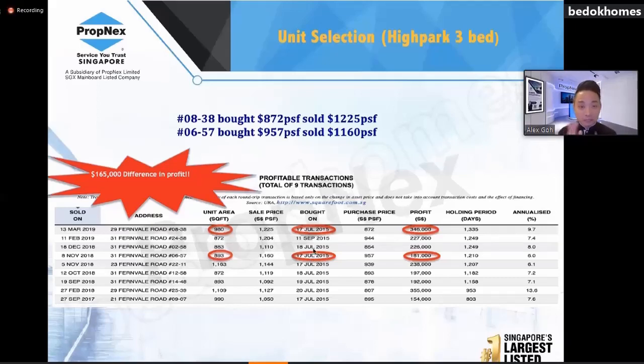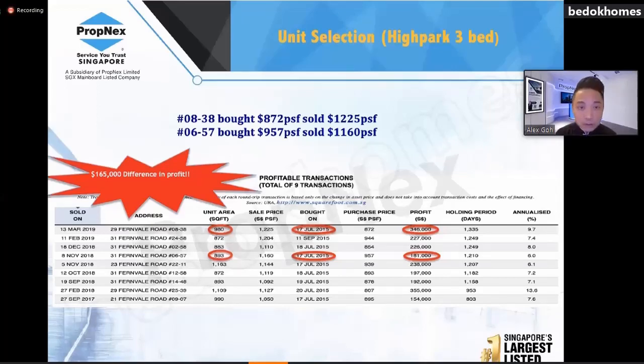So in fact, after I see all these things, I start to realize that you really need to know how to select a unit, even if you go into the right development, and that's why I have 3 steps. One is select the right development. Second is select the right unit. Third is when to exit based on your unit itself. Because you can select the right development but the wrong unit, and you make 165,000 less.